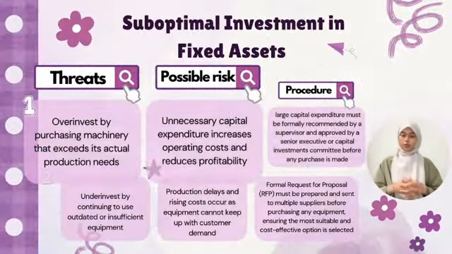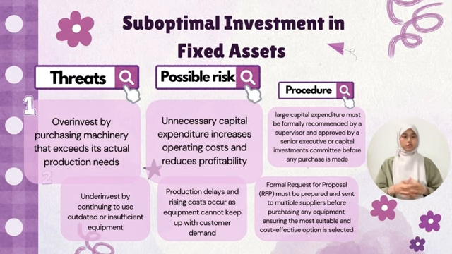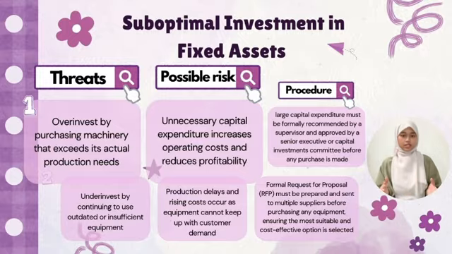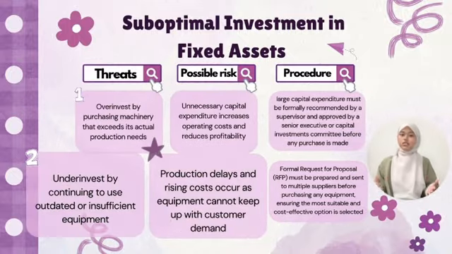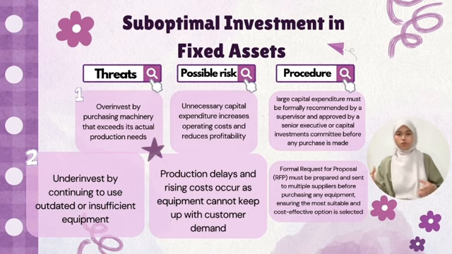So, let's move on to suboptimal investment in fixed assets. The first threat is overinvestment. This happens when a company purchases machinery that exceeds its actual production needs. The possible risk here is that this unnecessary capital expenditure increases operating costs and ultimately reduces profitability. The second threat is the opposite problem, which is underinvestment, which is continuing to use outdated or insufficient equipment. This creates a different kind of risk, which is production delays and rising costs, because the equipment simply can't keep up with customer demand. So you can see these two threats sit on opposite ends of the same spectrum, too much investment or too little, and both will hurt the company financially.